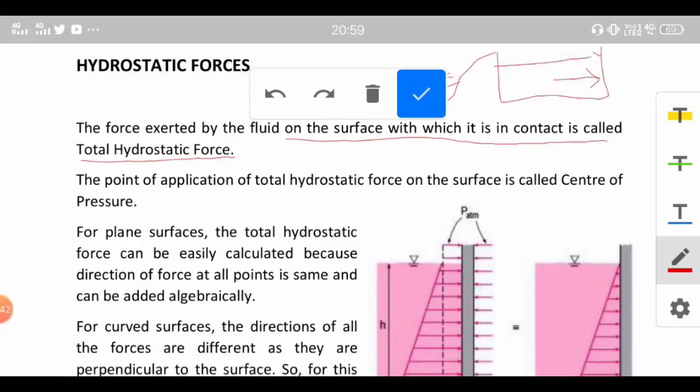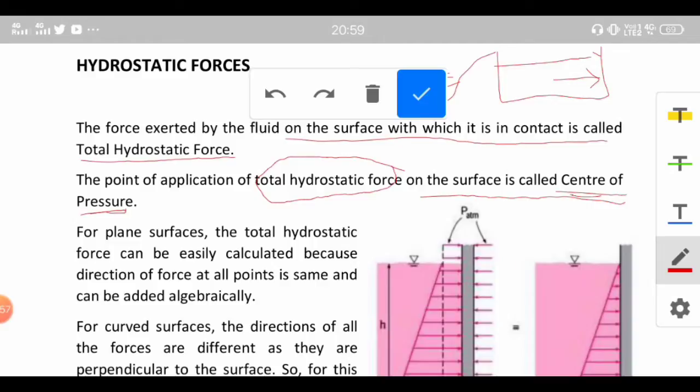Also, the point of application of the total hydrostatic force on the surface is called the center of pressure. So the point where the total hydrostatic force will be assumed to be applied, you can say it is the center of pressure.